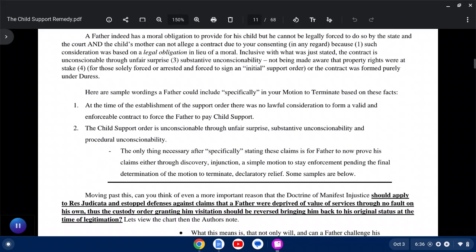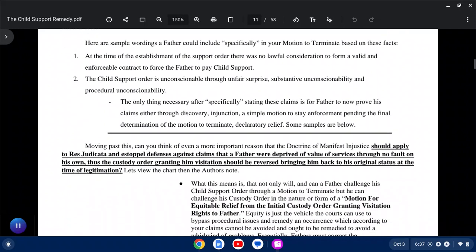The contract is unconscionable through unfair surprise. Okay, that makes sense. Three, substantive unconscionability, not being made aware that property rights were at stake. Four, for those solely forced or arrested and forced to sign an initial support order, or the contract was formed purely under duress.